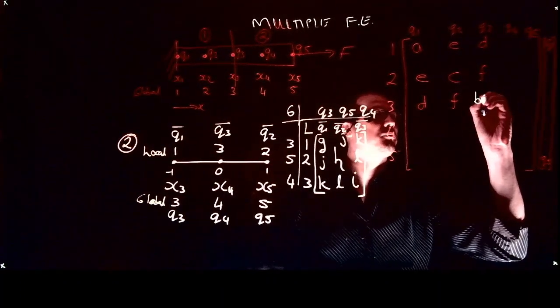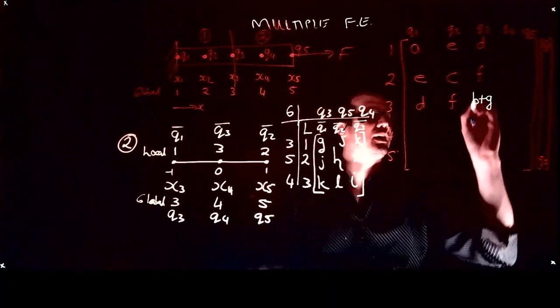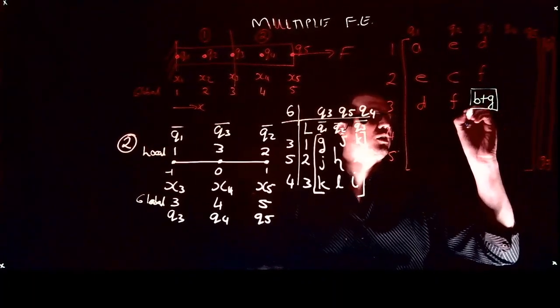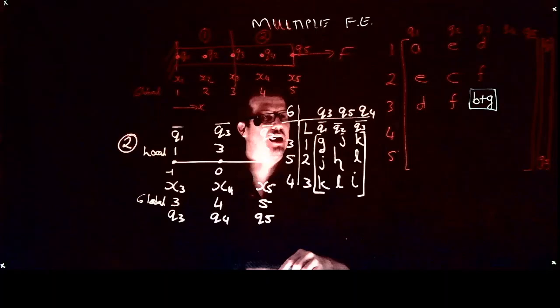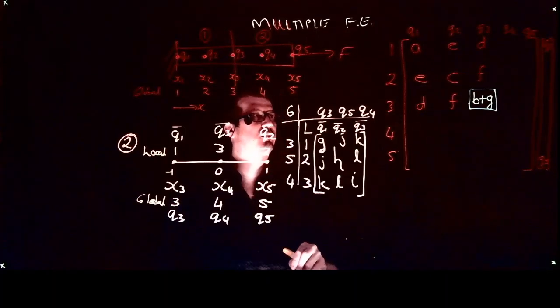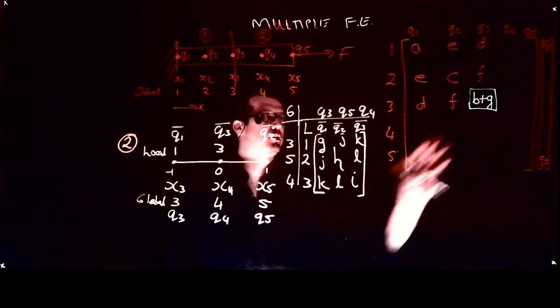B plus G, I add. Okay, so this process of adding it in is called assembly. Simple as that. Okay, so this is important to understand.